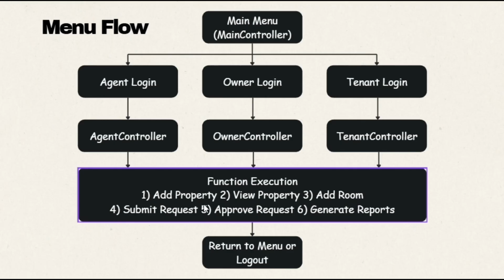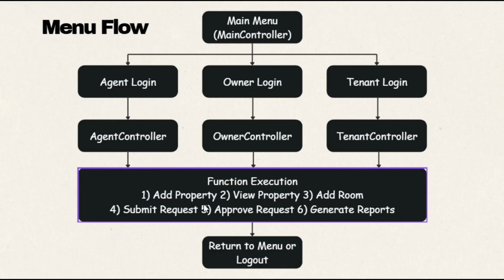Now let's move to function execution. Let me trace what happens when an agent selects add property. First, the controller receives choice 1. It calls the add property method inside the agent controller. Inside this method, the controller asks the agent view to get property details such as ID, address, and price. Then the controller asks the model to check for duplicate IDs. Then it creates a new property object, tells the model to store it, and then tells the agent view to show a success message.